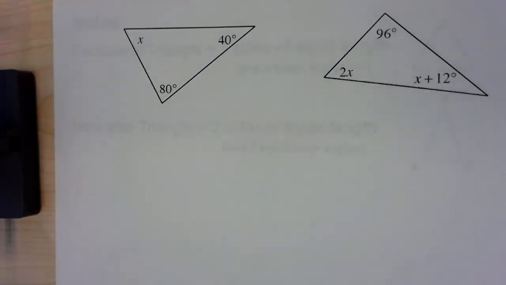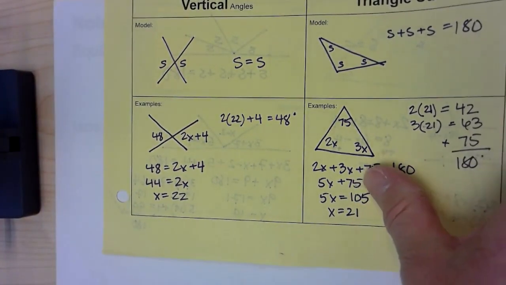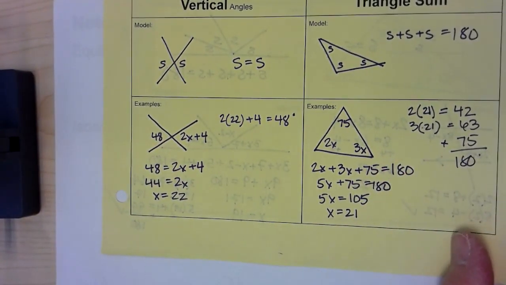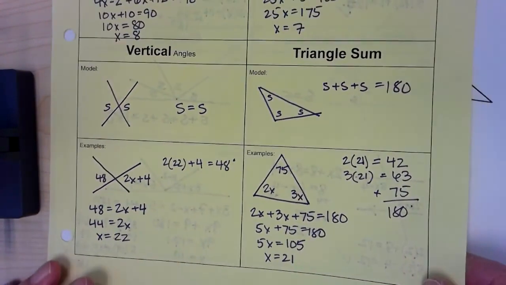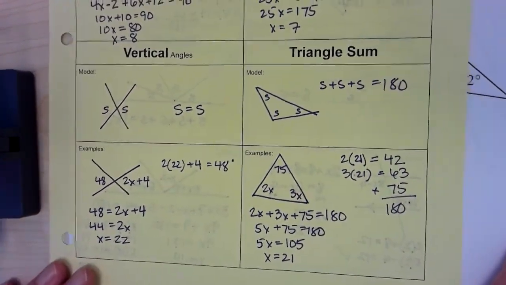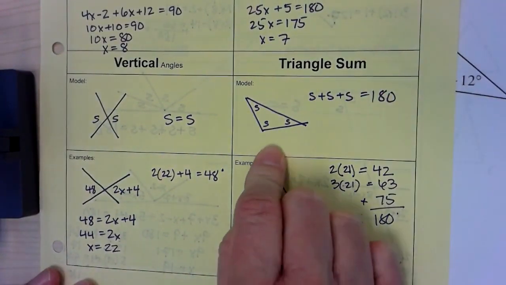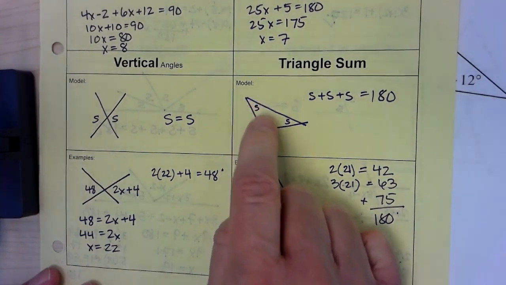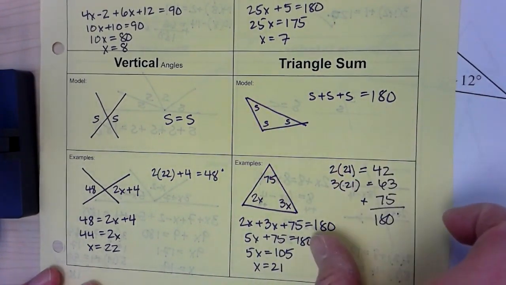Triangle sum is actually an angle relationship. So I'd like you to have your angle relationship toolkit handy. You prepared this in class the other day. You either have an actual toolkit or you have this in your notes. It doesn't matter. We are interested in the information in the lower right-hand corner, triangle sum. It says that in any triangle, the sum of the three interior angles is 180 degrees.